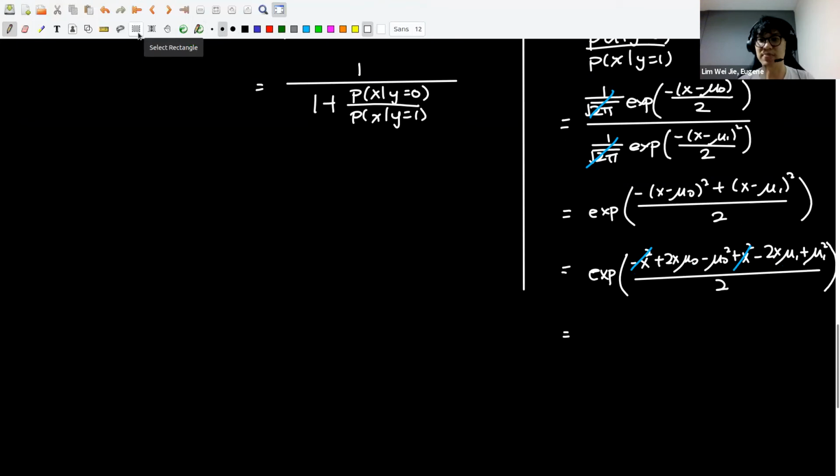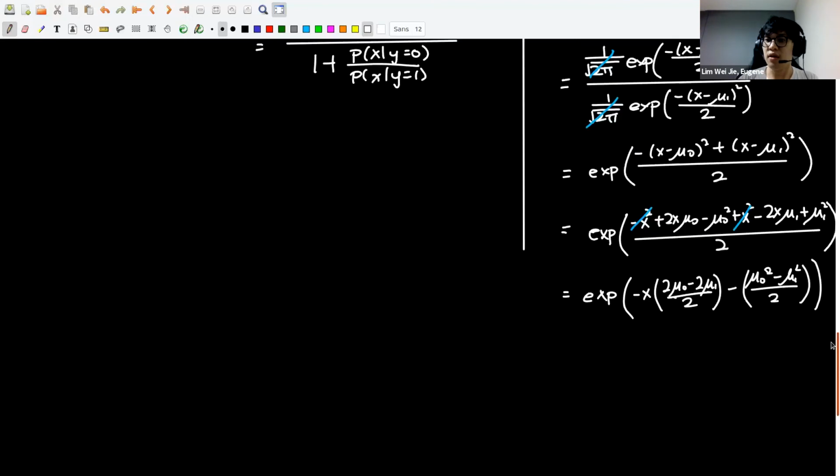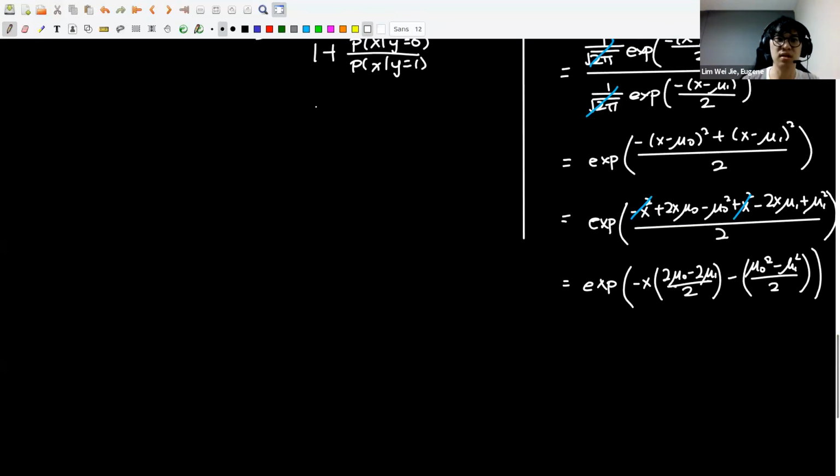Now, we just have to combine the terms together, and I'm going to combine them in a very specific way. I'm going to write it as e to the power of negative x times 2 mu naught minus 2 mu 1, divided by 2, and then minus mu naught squared minus mu 1 squared, divided by 2. The reason why I write it in this way is that mu naught and mu 1 are intrinsic to the world but unknown. In other words, they are something that we can learn as parameters.